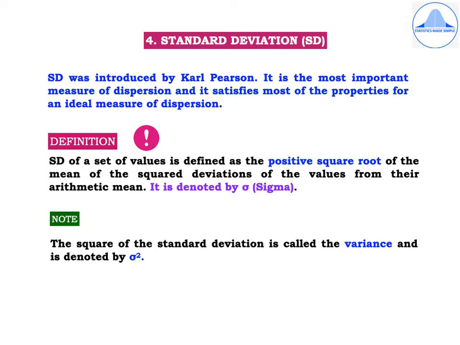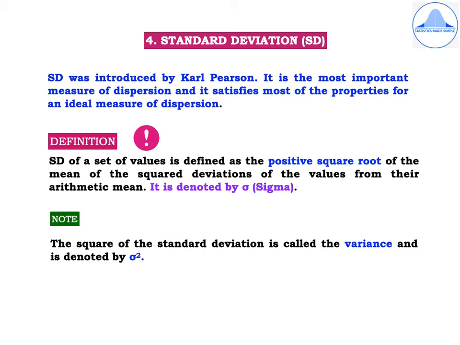I will now define the standard deviation. The standard deviation was introduced by Karl Pearson, and it is one of the most important measures of dispersion as it satisfies most of the properties for an ideal measure of dispersion, which I have already discussed earlier. Now, what is the definition for standard deviation? The standard deviation of a set of values is defined as the positive square root of the mean of the squared deviations of the values from their arithmetic mean. It is denoted by sigma.